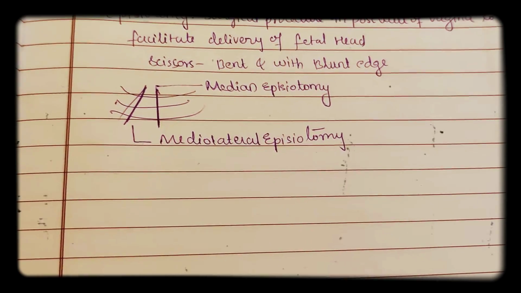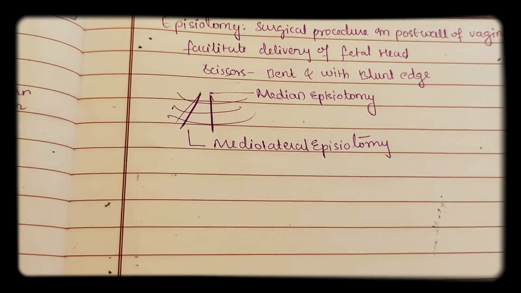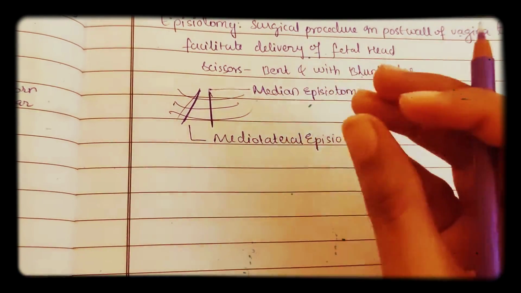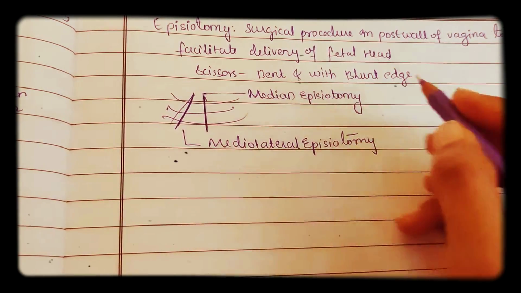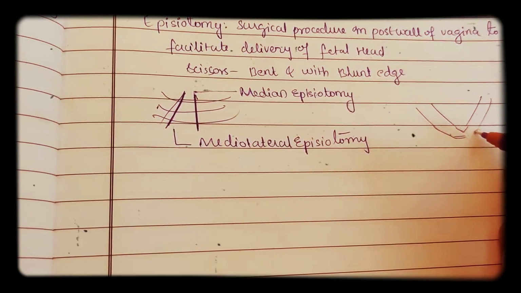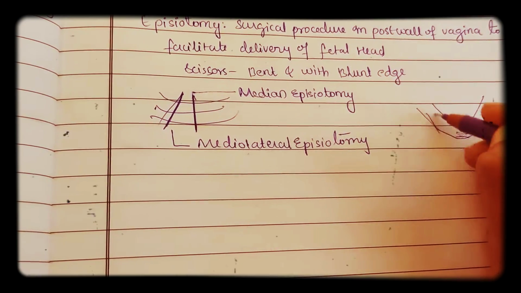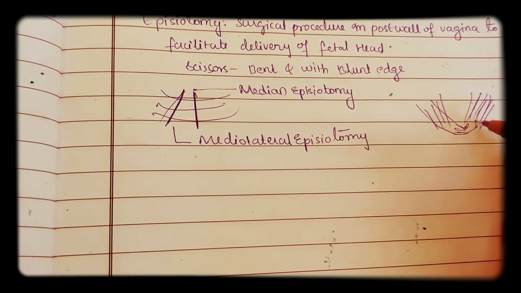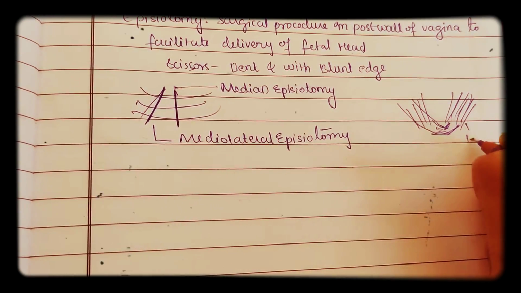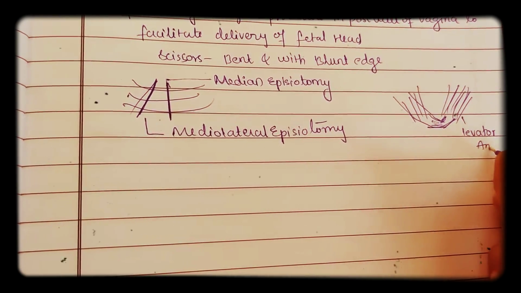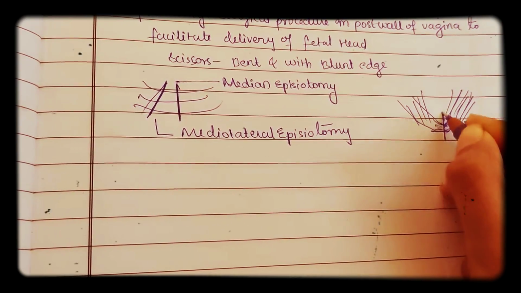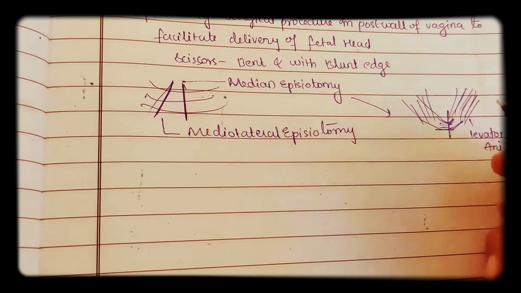So now let us start with part 2 of the traumatic PPH and episiotomy. As we discussed in the previous video about the median episiotomy and mediolateral episiotomy, what is median episiotomy? Actually, the levator ani muscle will be on these sides, and it becomes thin in the center. This is the levator ani muscle. So we cut the muscle in the center in the case of median episiotomy. First we'll discuss median episiotomy.